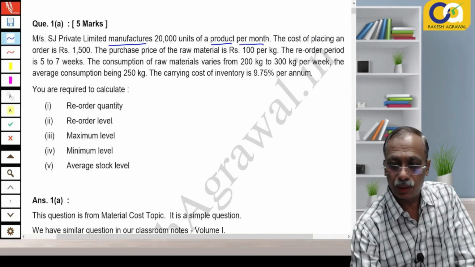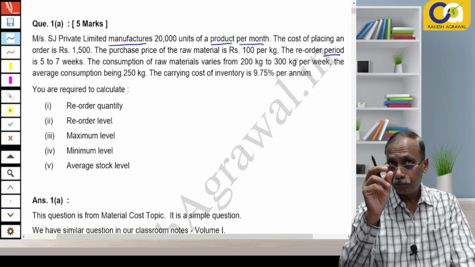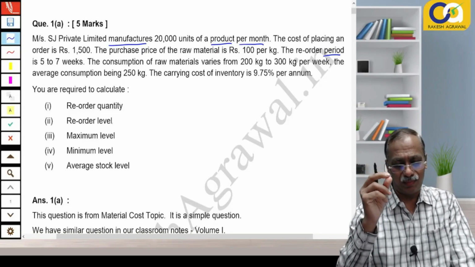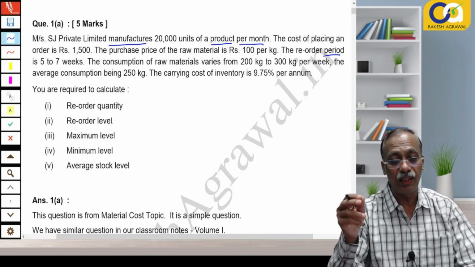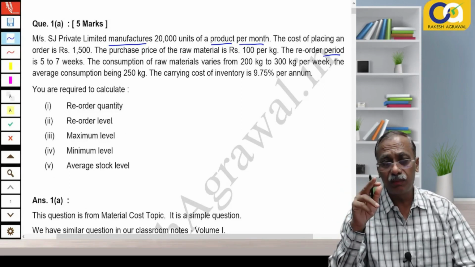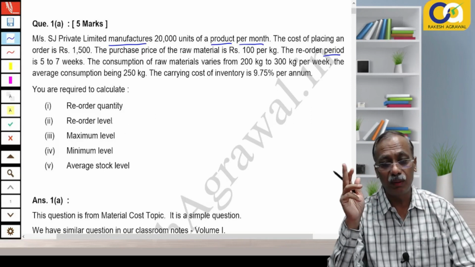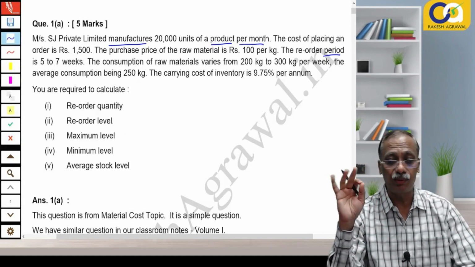Now you know this reorder level, now, reorder period. Reorder period is your lead time required for delivery of raw material. That is reorder period, also known as lead time. It is 5 to 7 weeks, out of which 5 is minimum, 7 is maximum, and average will be 6 weeks. That is what you have to understand, from 5 to 7 weeks.